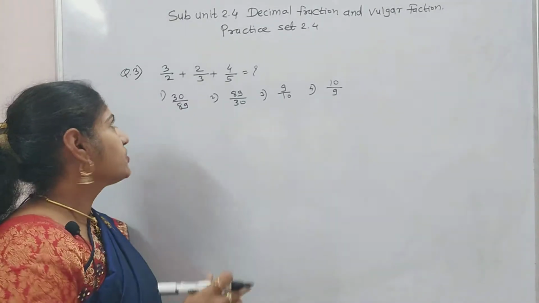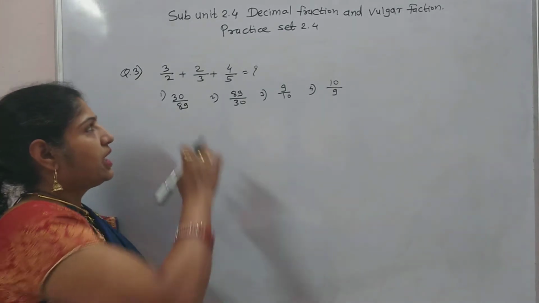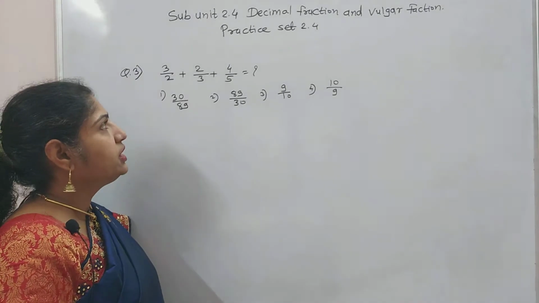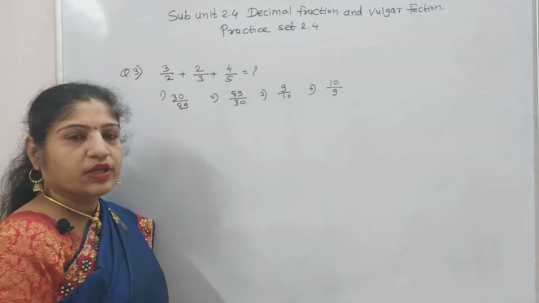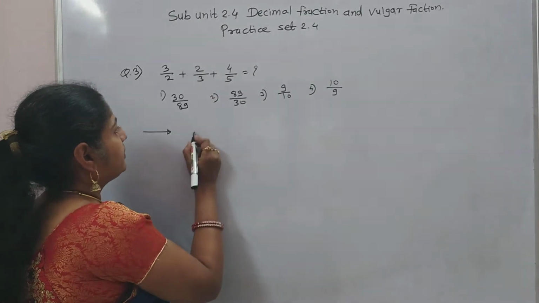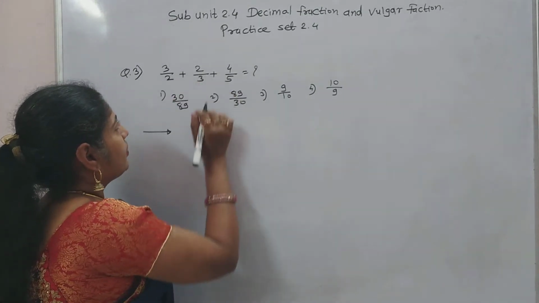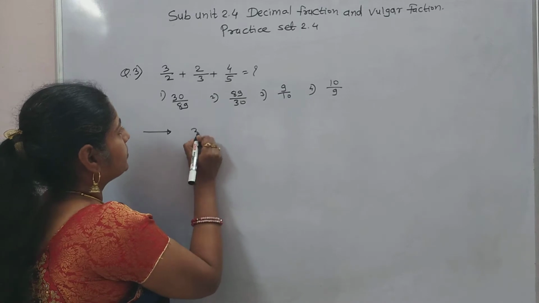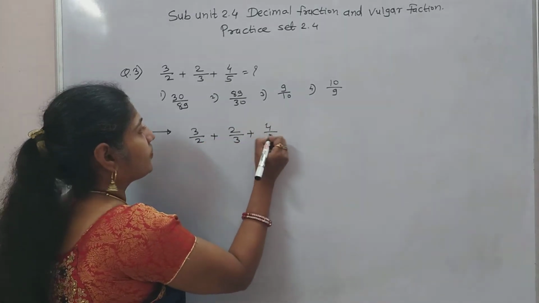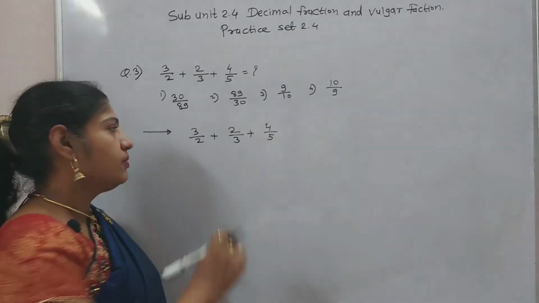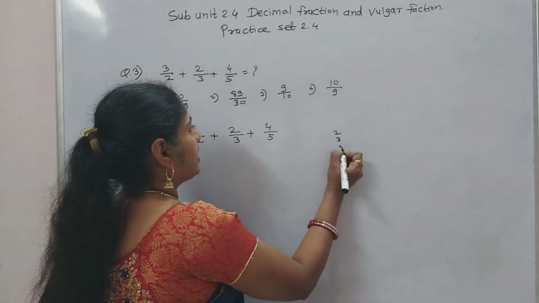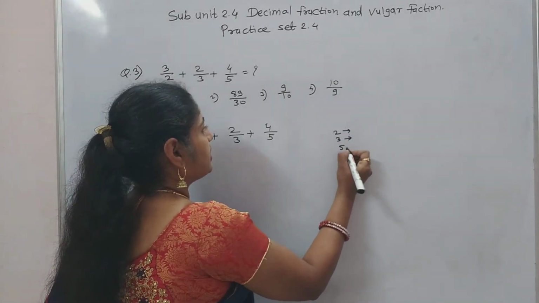Next is question number 3. Addition of 3 fractions: 3 upon 2 plus 2 upon 3 plus 4 upon 5. If you want to add at one time, then take the LCM of 2, 3 and 5. First of all, make the denominators equal. The tables of 2, 3 and 5. Which number is common?